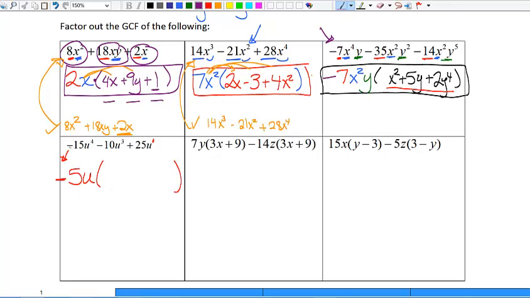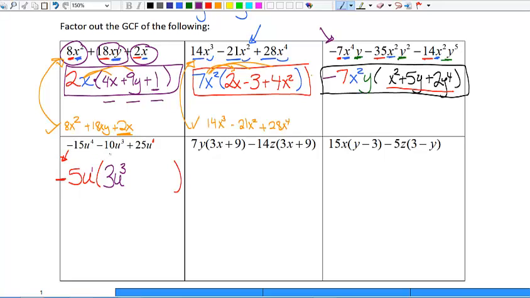Then I go back and divide. Negative 15 divided by negative 5. Be careful there, a negative divided by a negative is a positive. u to the 4 divided by u to the 1. I don't really necessarily need to put that little 1 there, but it might help you when you're subtracting. So that gives me 3u.